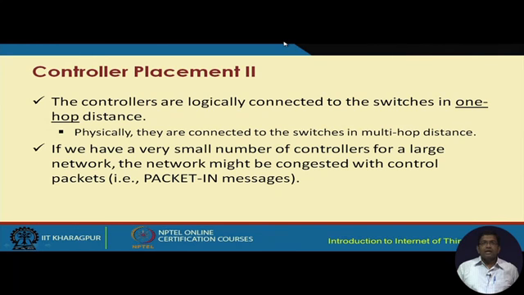The controllers are logically connected to the switches at a one hop distance. It is just a logical connection, so the switch thinks that the controller is just one hop away from it, but actually it is not so. Physically, the controller and the switch can be multiple hops away, and typically they are multiple hops away. So, if we have a small number of controllers for a large network, the network might be congested with control packets, these packet-in messages.